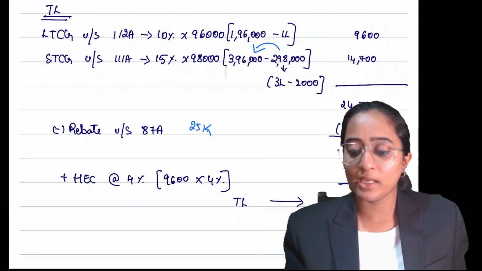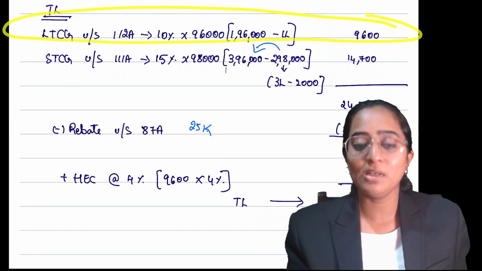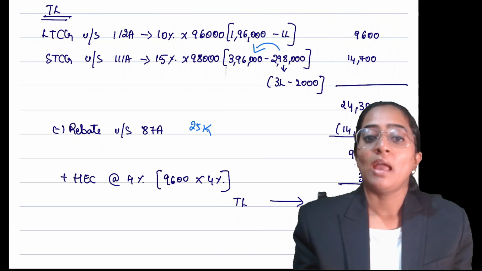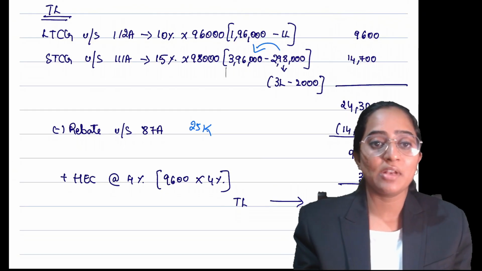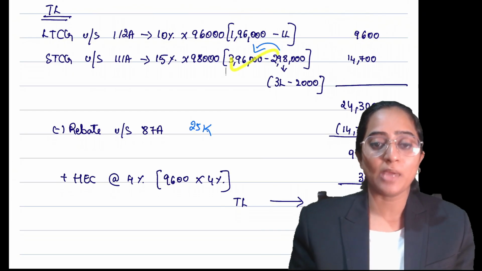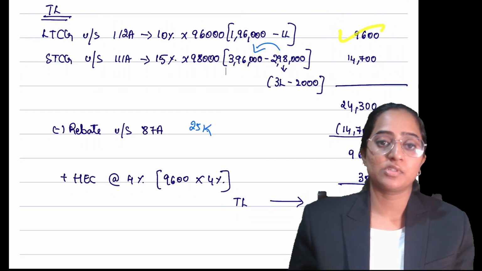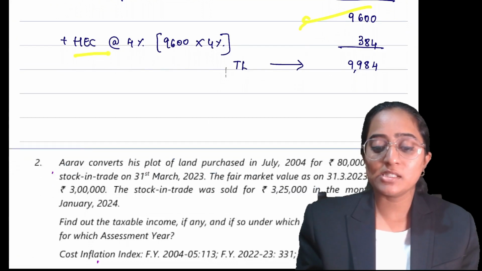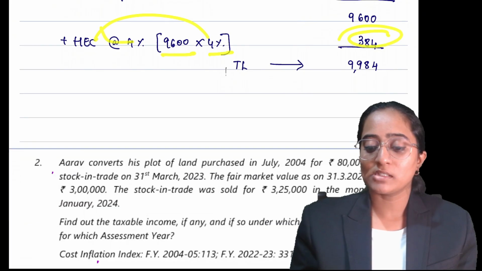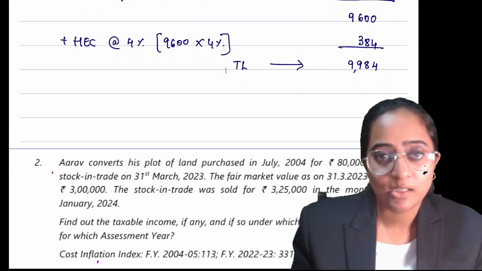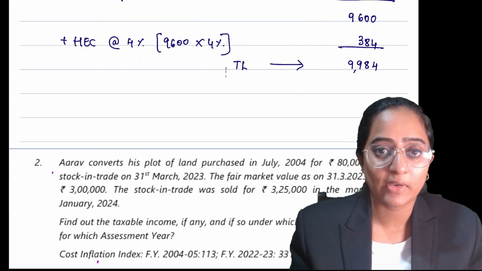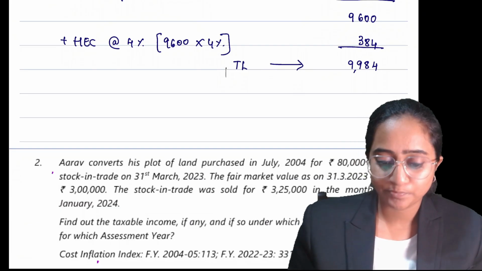However, long-term capital gain, whatever you are getting, people, this is taxable. This is the special rates of tax which is going to be taxable, and rebate under section 87A, you can't claim it under your capital gain. You can claim it only for your short-term capital gain, not for your long-term capital gain. So 9,600 becomes taxable. HEC at the rate of 4%, that is 9,600 into 4%, you are going to multiply. What are the answer you are getting? This will be your tax liability. Clear? I hope this question is very clear.